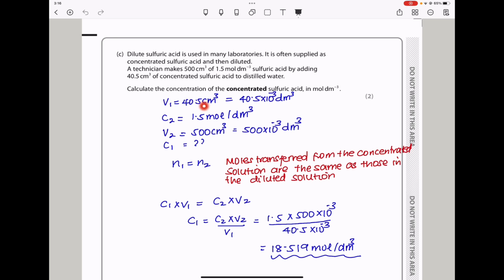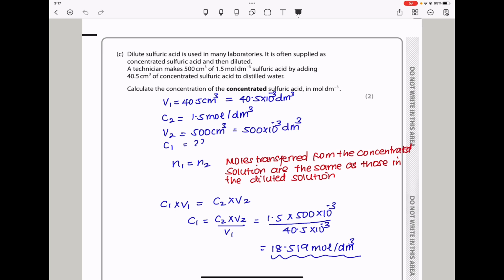So I named this volume 1 as well as volume 2 and concentration 1 and concentration 2. The volume 1 is 40.5 cm³, which is that in dm³. However, we do not know concentration 1, which corresponds to this volume, but we're given the information in the second part. So concentration 2 is that, but volume 2 is 500 cm³. So this 500 cm³, again to dm³, I divided by 1000 and got that.